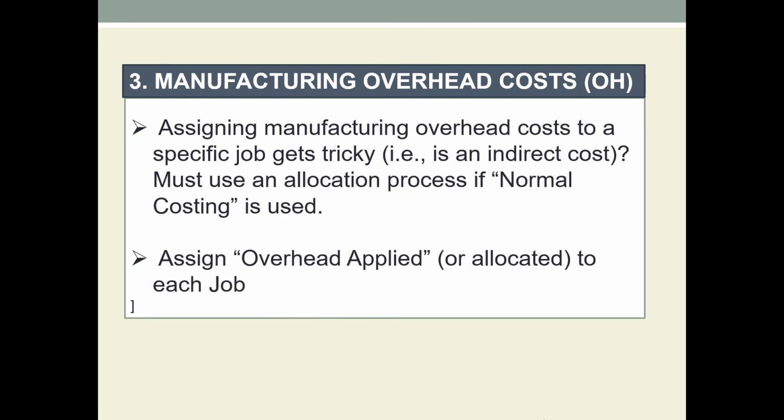Overhead. Now this gets a little bit tricky because it is an indirect cost of production. We're going to have to use an allocation process. And what we'll do is assign overhead applied or allocated to each job. We'll see this a little bit more clearly in just a few minutes.